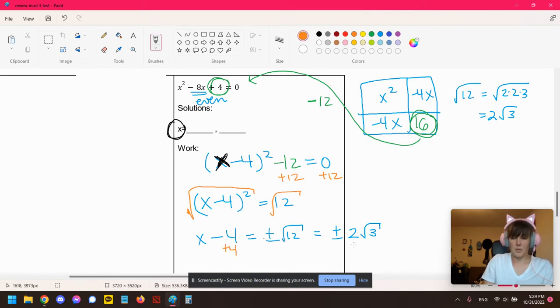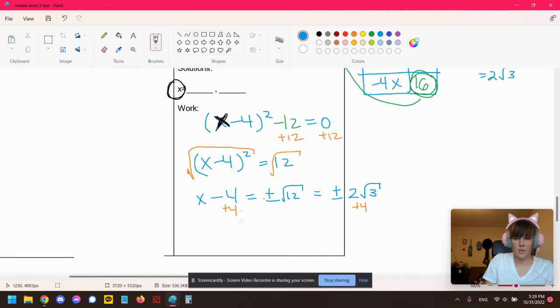That's like that one from the first page. And then I want to add 4 to both sides and get that x is positive 4 plus or minus 2 times the square root of 3.